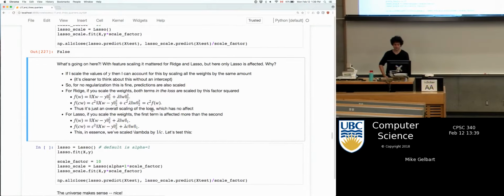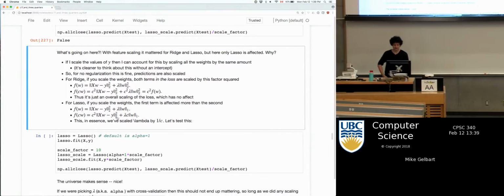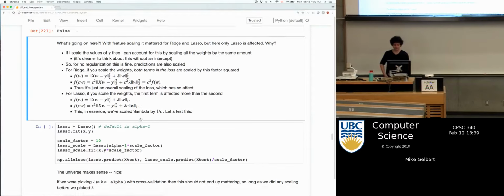Everything's just the same. With lasso, I can do this, but because the left term is squared and the right term is not squared, if I multiply y and w by some constant c, the loss is actually different. The power balance between the regularization term and the data term has shifted because my scaling affected the data term by a squared amount and the regularization term by a linear amount.